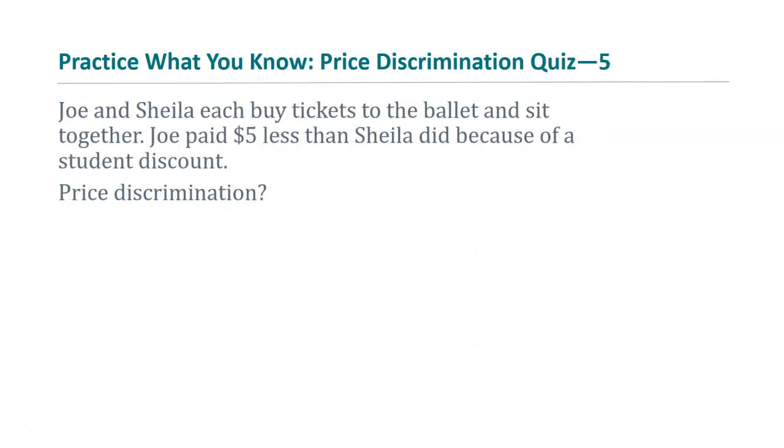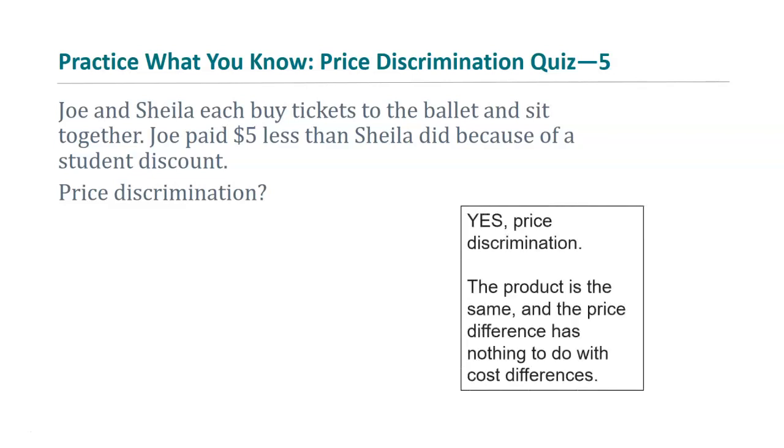Joe and Sheila each buy tickets to the ballet. They sit together. Joe paid $5 less than Sheila did because of a student discount. Is this price discrimination? Yes, this is classic price discrimination. This is a student discount. They get exactly the same product. They're sitting next to each other, right? So they see the same view of the same show, but Joe pays less because he's a student. Price discrimination, yes.